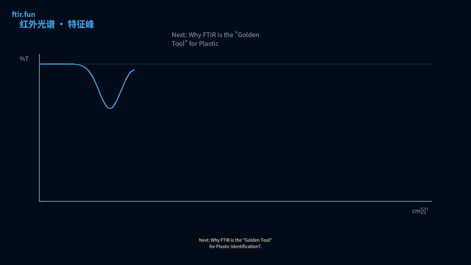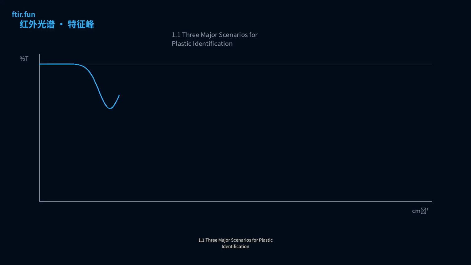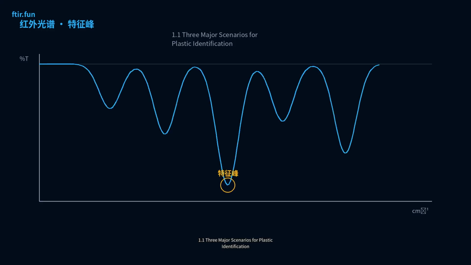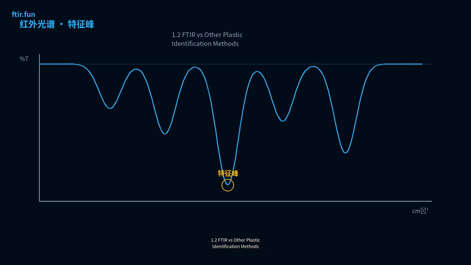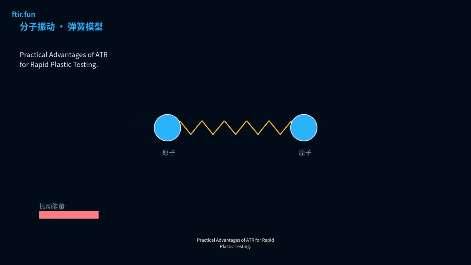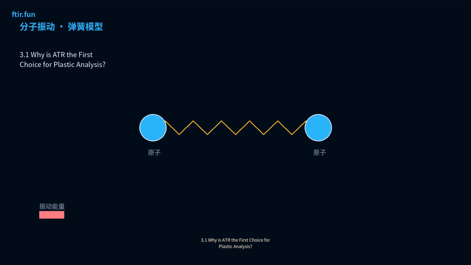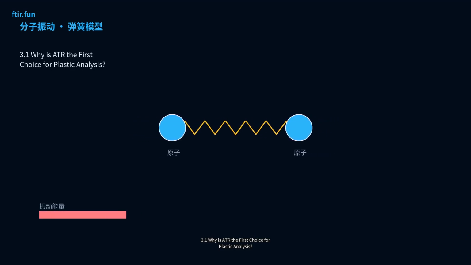Next, FTIR is the golden tool for plastic identification. 1.1 Major scenarios for plastic identification. 1.2 Survey of other plastic identification methods. Next, practical advantages of ATR for rapid plastic testing. 3.1 Why is ATR the first choice for plastic analysis?